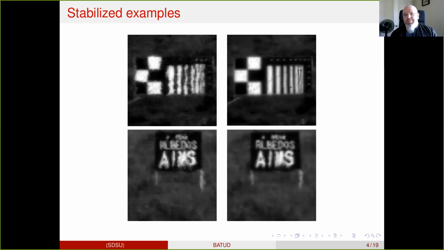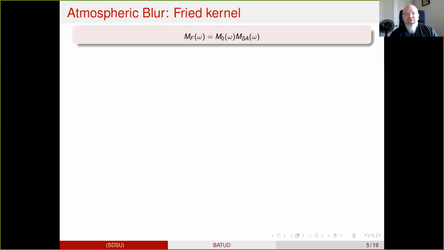Now, I called it a blind algorithm, but actually we have some knowledge. That knowledge comes from the physics, and it is from some very old paper. Actually, the original paper is from David Fried, at the end of the 60s.